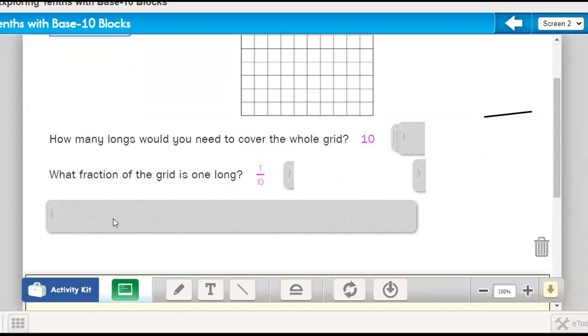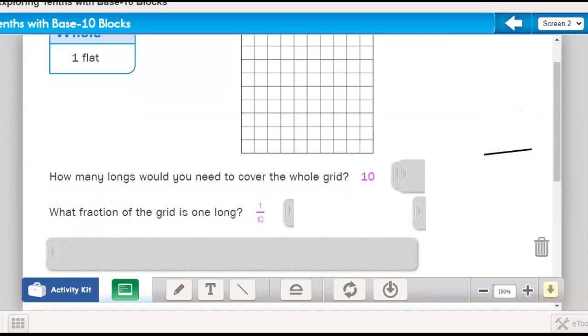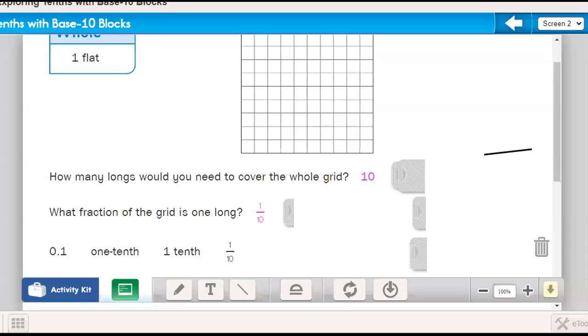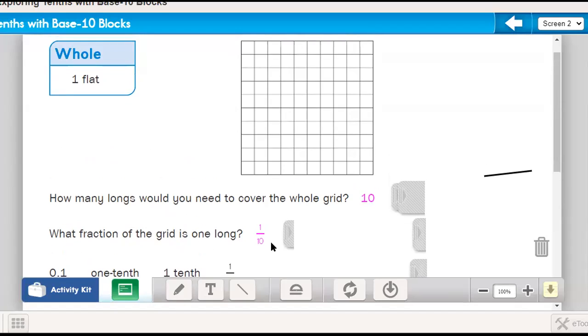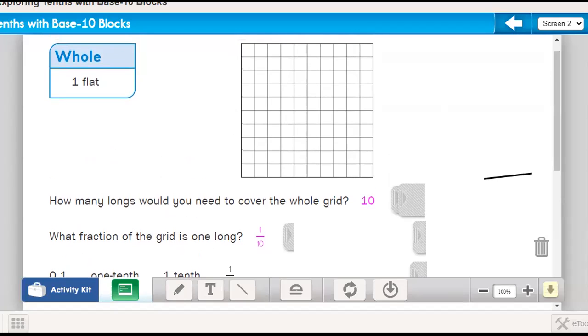So the next question is going to take us a step further. These are the different ways we can say 1/10. So we put the 1 in the tenths place. So we have 0 and 1/10, or we can spell it out, 1-10th. You could even use the number 1 and then the word tenth, or 1/10 like this. That's how we do that.